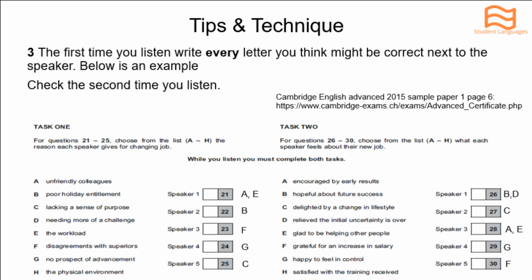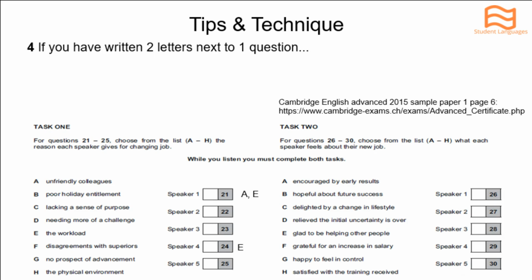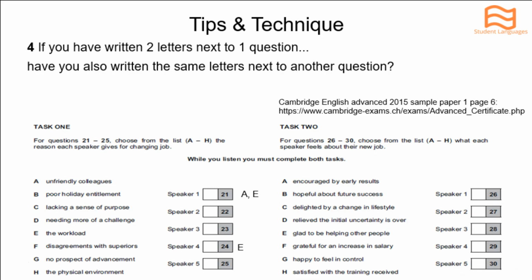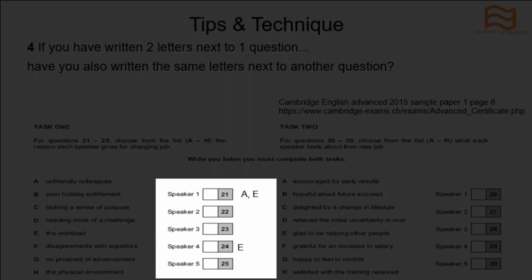So the second time you listen, you should check and try to make a decision between A or E, or whichever options you have written next to the question. And if you've written 2 letters next to one question, for example, next to question 21, you should check if you have also written the same letters next to another question. So for example, I've written A and E next to speaker 21, but I have also written E next to speaker 24.